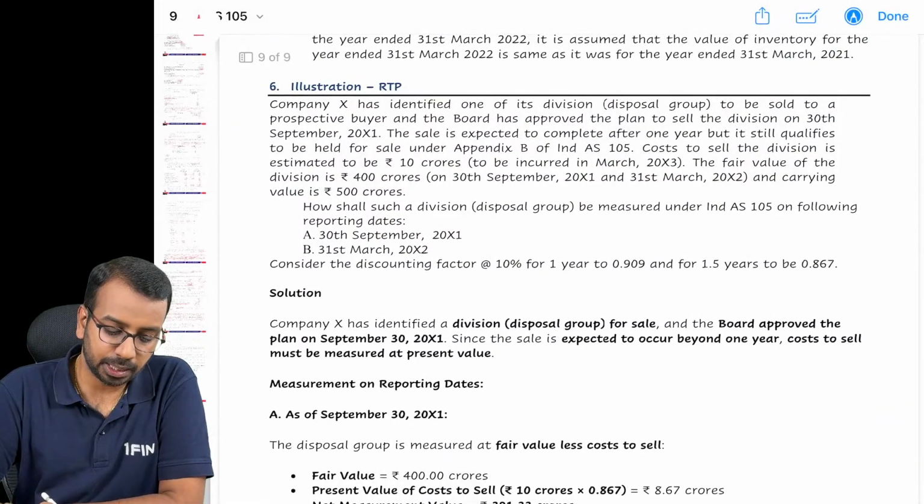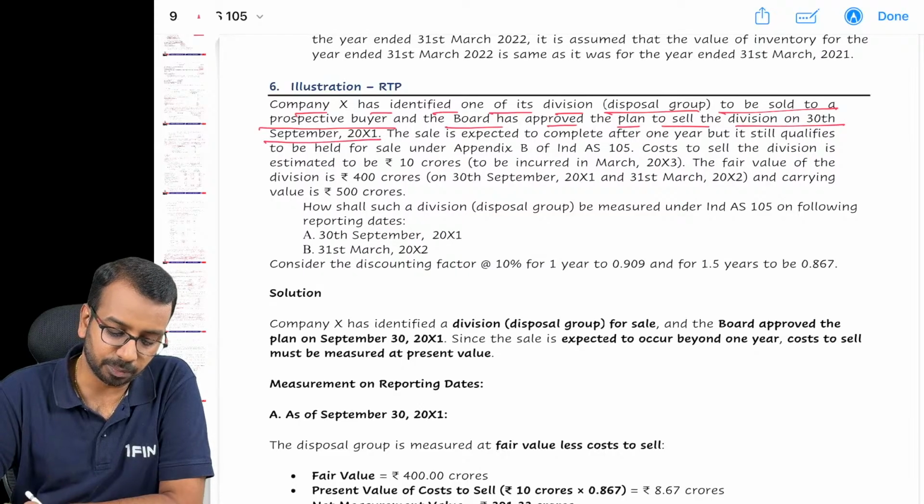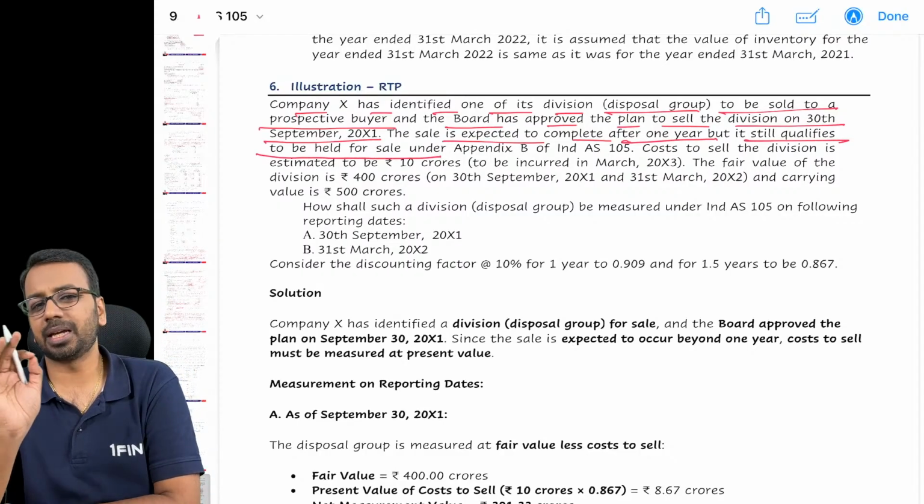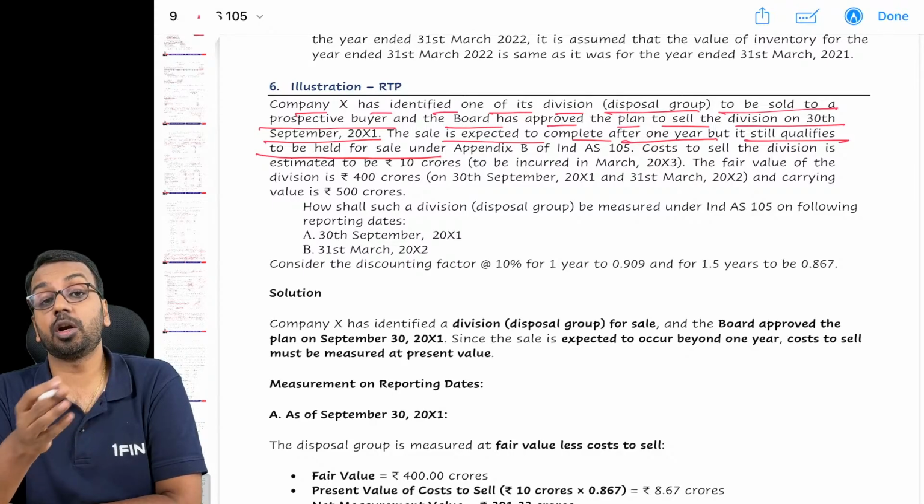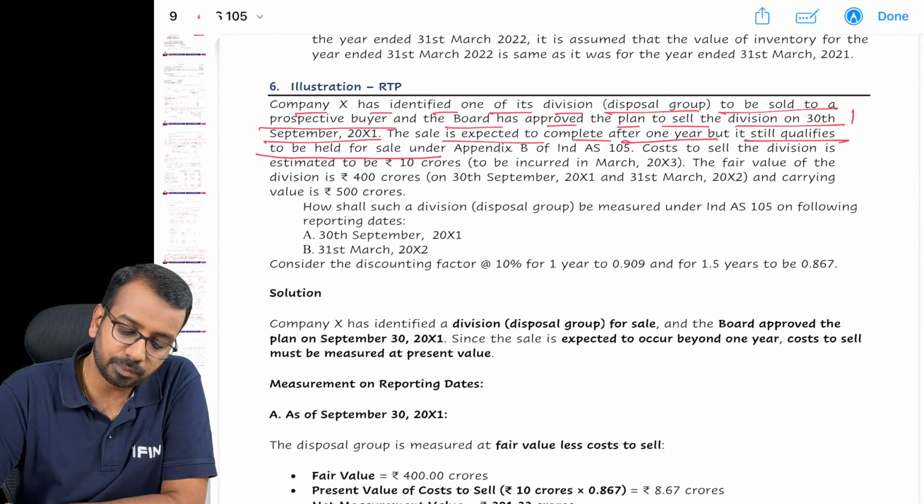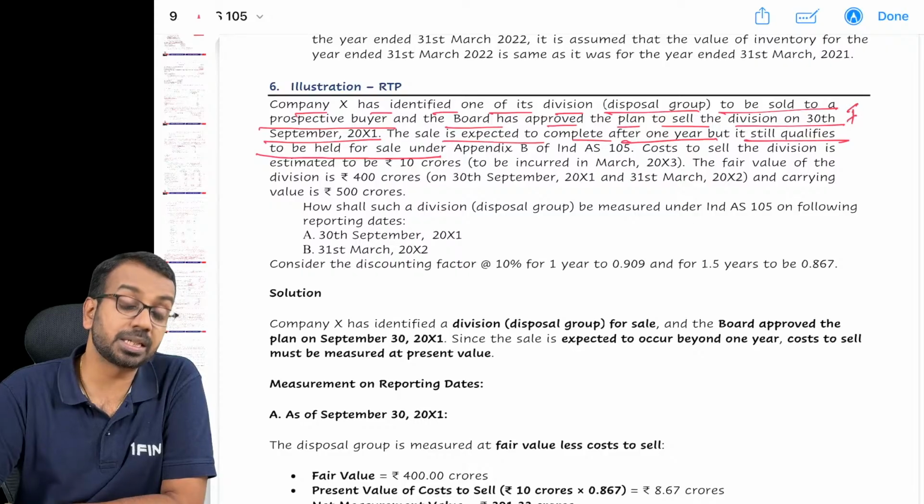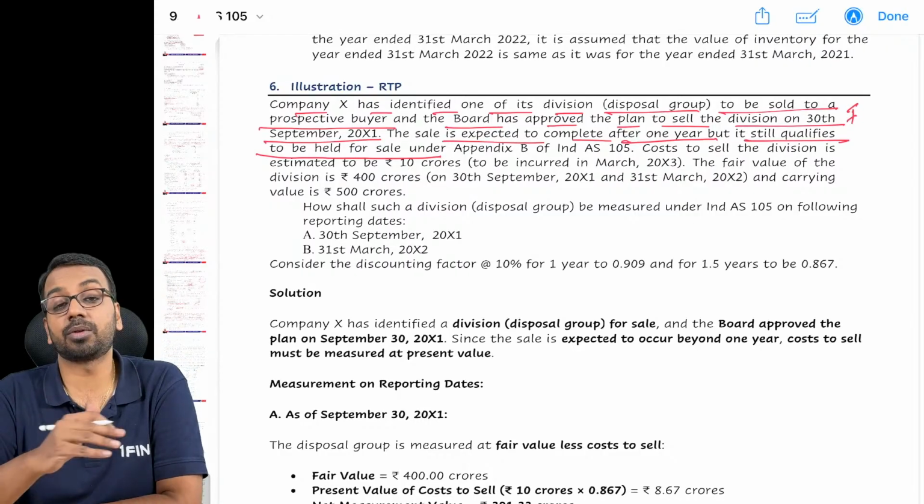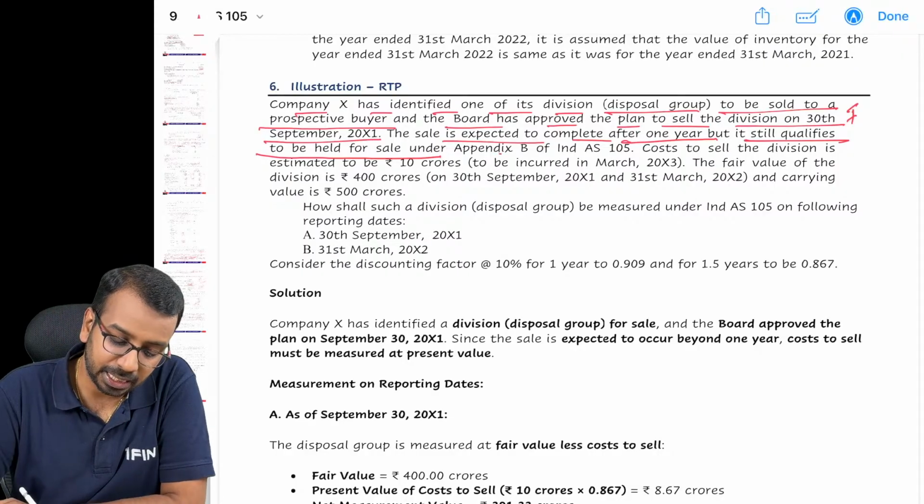Then the next one: company X has identified one of its division, a disposal group, to be sold to a prospective buyer and the board has approved the plan to sell the division on 30th of September. Sale is expected to complete after 1 year, but it still qualifies to be held for sale. Normally we take 1 year criteria. If it is beyond 1 year, the difference it makes is that whatever future expenses will be incurred, we'll have to discount and come to the present value.